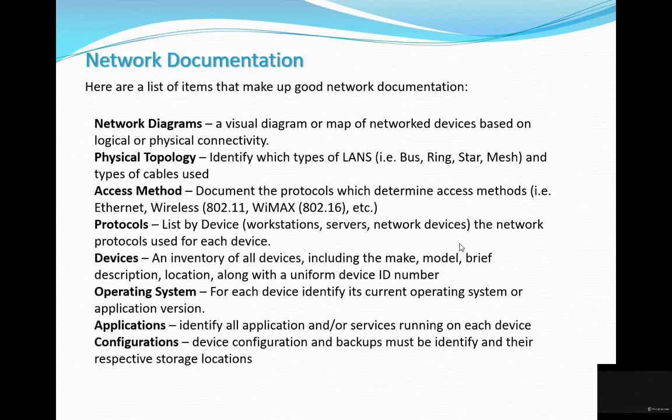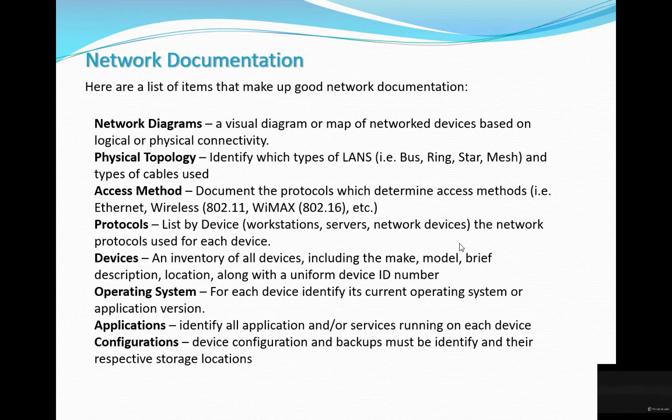The next piece of documentation that you should consider is documenting what are the current operating systems or application versions that are running on each of the devices within your networks, regardless of whether it's a switch, or an access point, or a router, server, PC. You want to know what types of operating systems are running on each one of those devices.